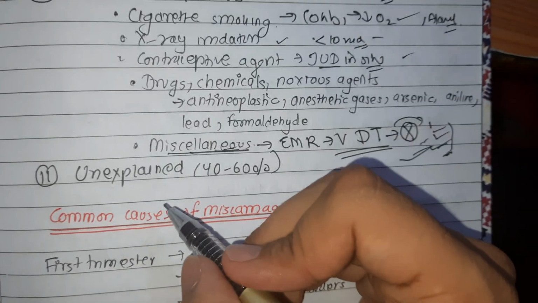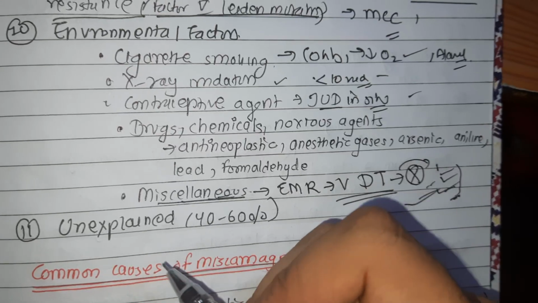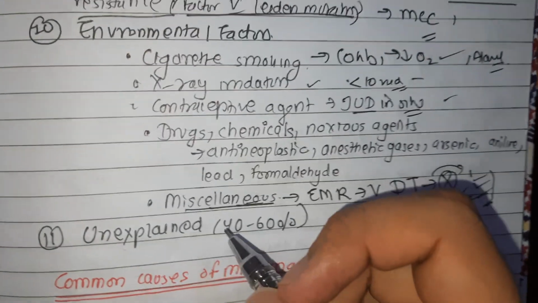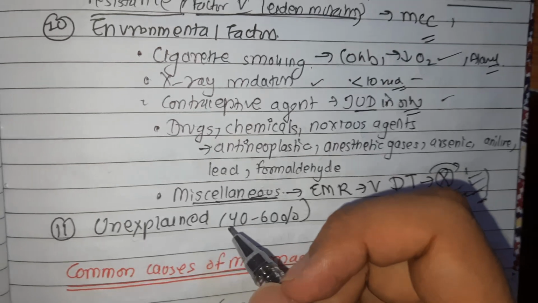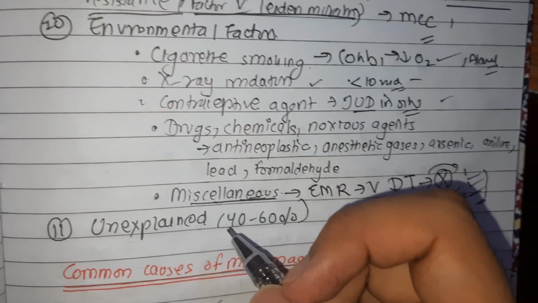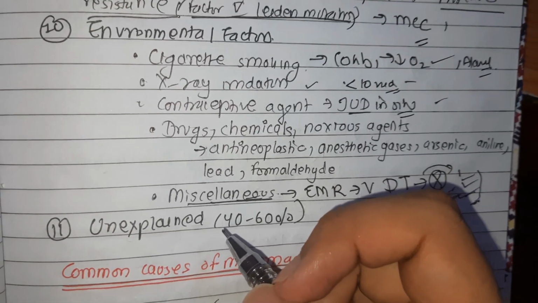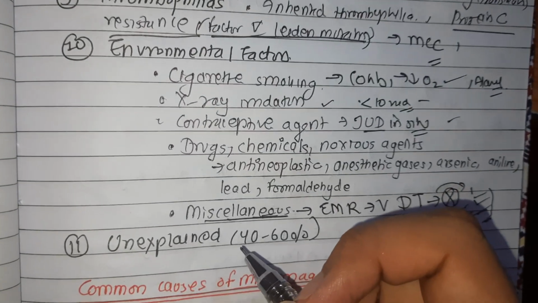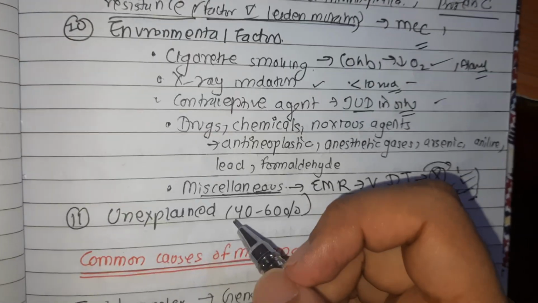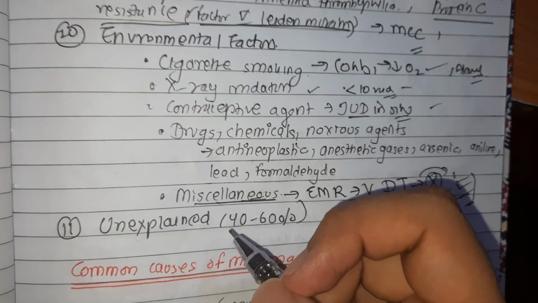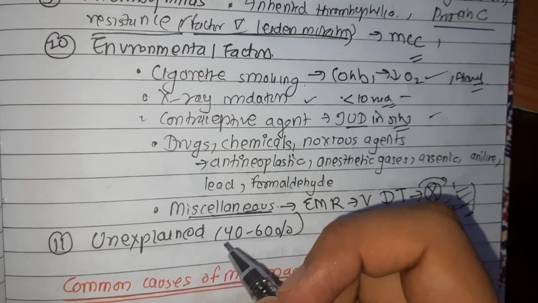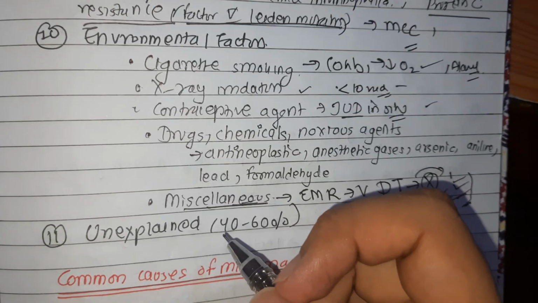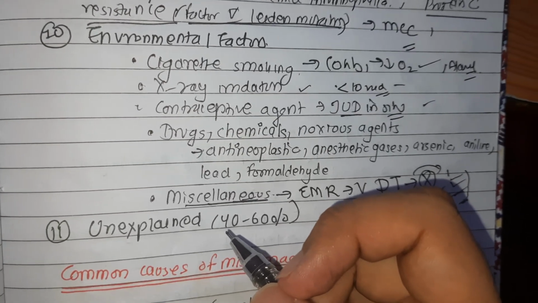And unexplained, we have 40 to 60% of cases unexplained. In spite of numerous factors mentioned, it is sometimes very difficult in the majority of cases to pinpoint the exact cause of miscarriage. Too often, more than one factor is present. However, the risk of abortion increases with increased maternal age. About 22% of all pregnancies detected by serum beta HCG are lost before the clinical diagnosis.